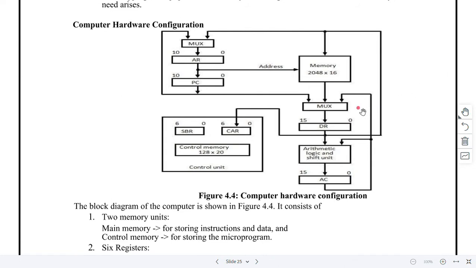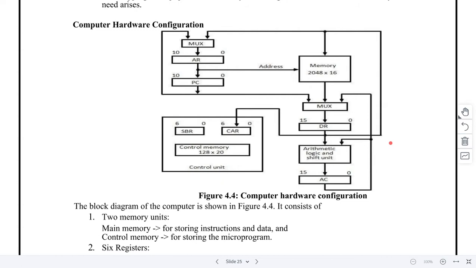Micro program example. Now we are going to discuss the micro program example. In this example we are discussing two memory units. One is control memory and the second one is main memory.